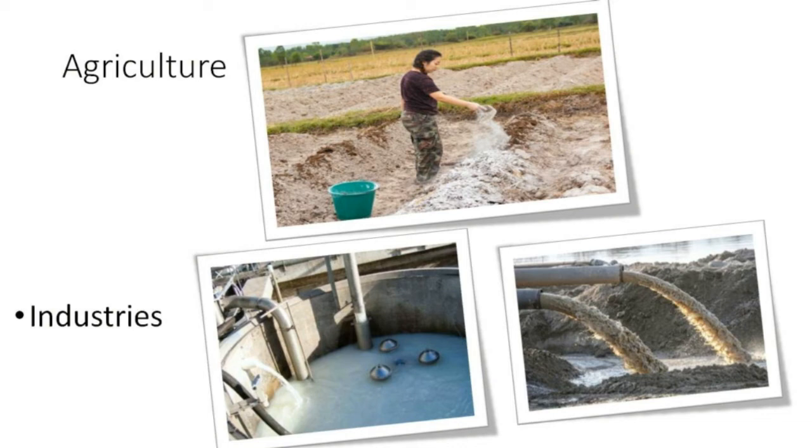Next, in industries. Effluents from the industries, that is, the liquid wastage from the industries, contain acids such as sulfuric acid. It is treated by adding lime to neutralize it before it is discharged into rivers and streams.